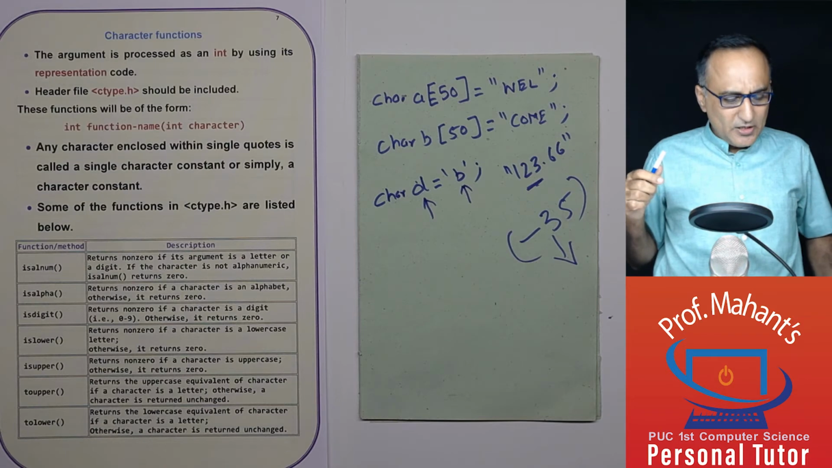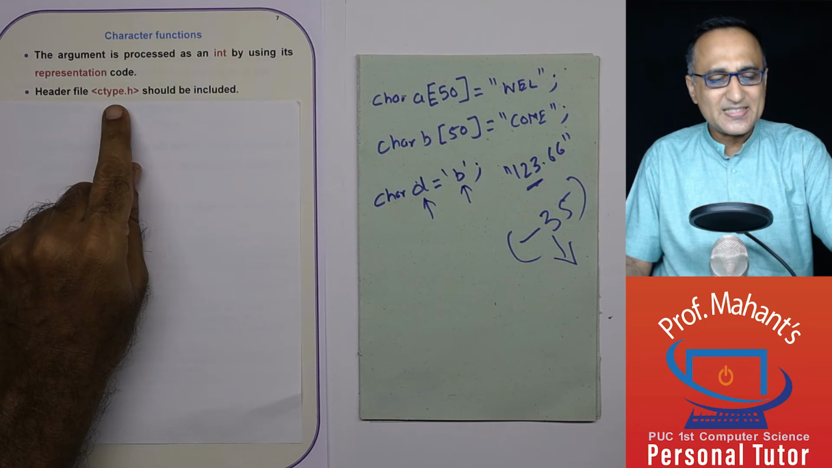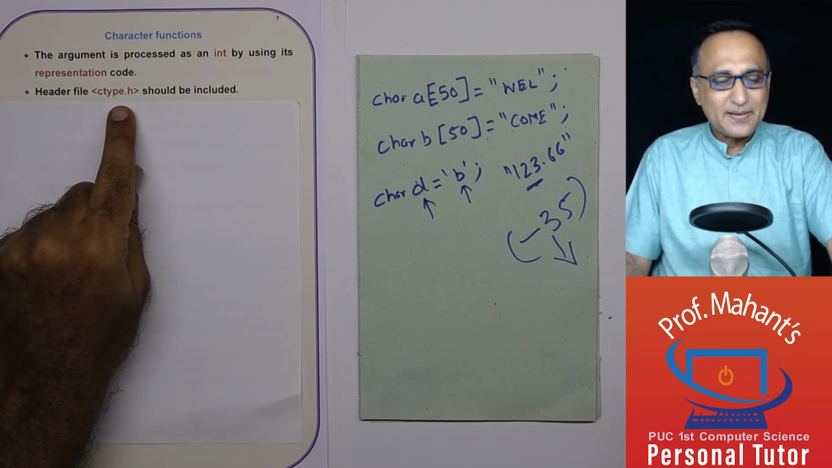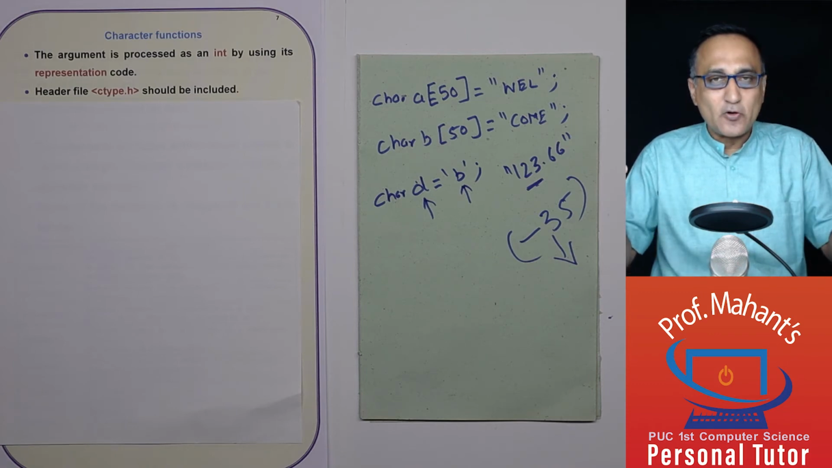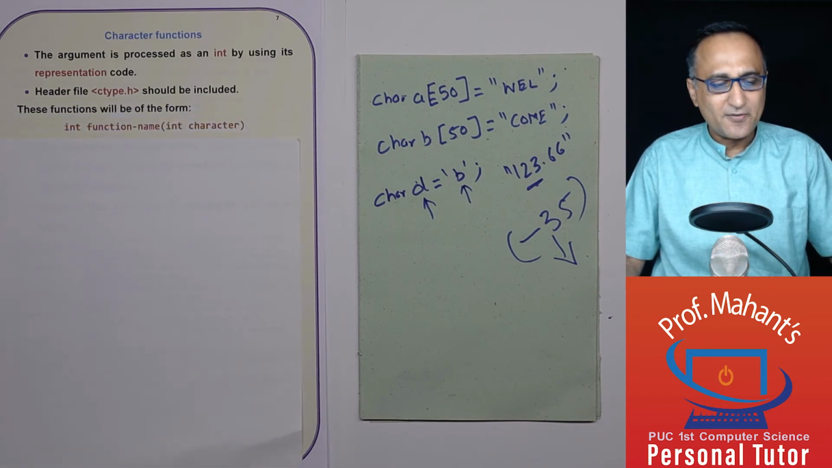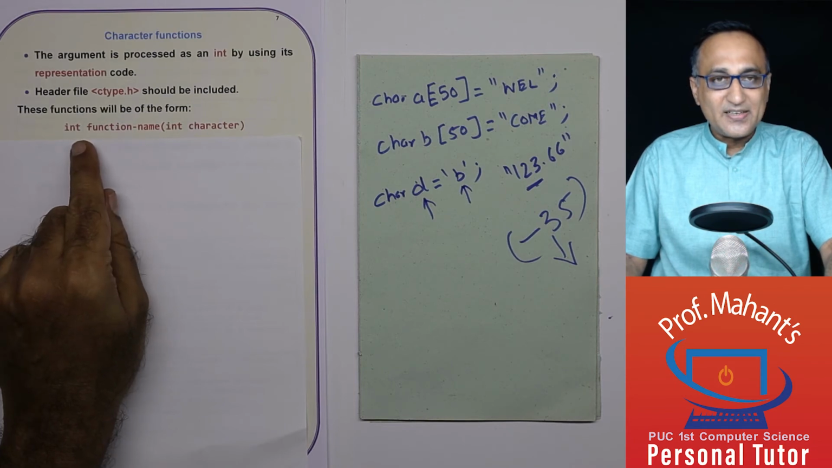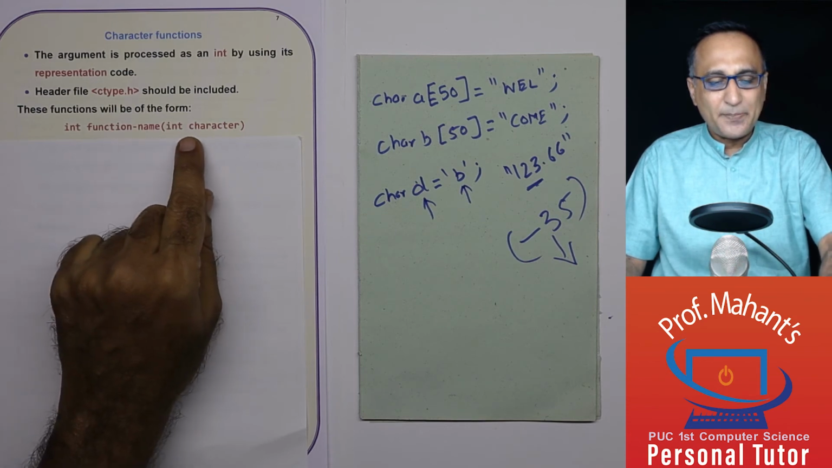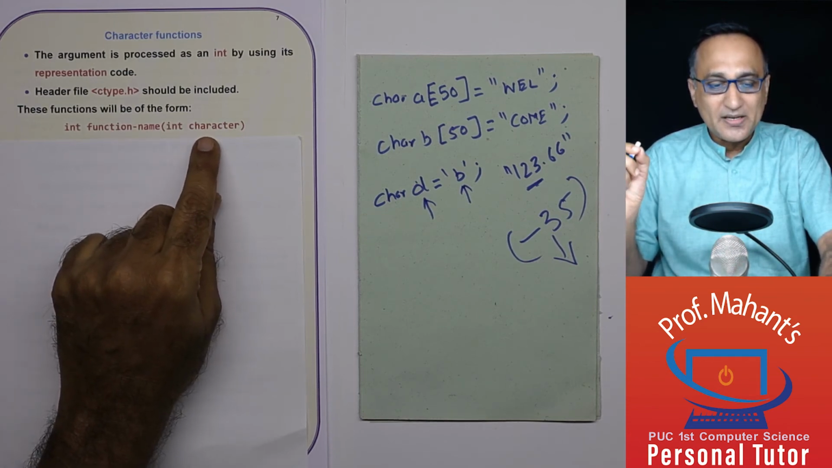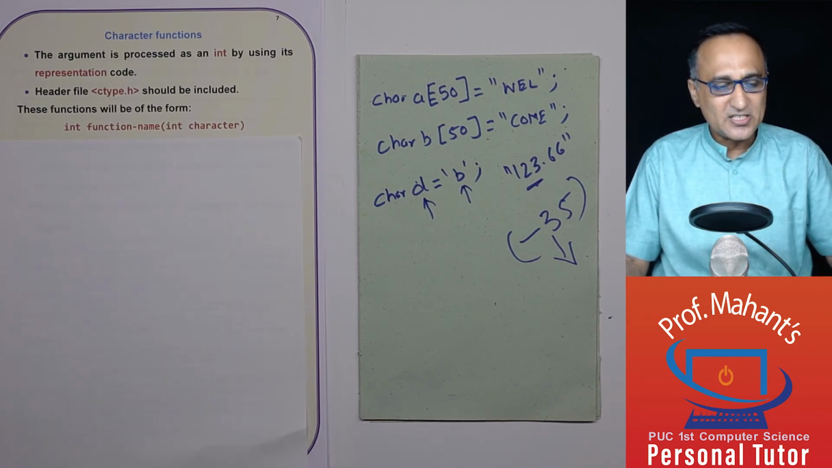So in order to use character functions, you must include the header file called ctype.h. This ctype.h contains all the prototypes or function declarations of commonly used character functions. So let's try to understand what the character functions are. The standard form of these character functions is, it will return int, meaning it will give us back an integer value. This is the name of the function, and the parameter, or what it takes from us, is going to be a character. All of this will be clear as we proceed to learn functions in the next chapter.